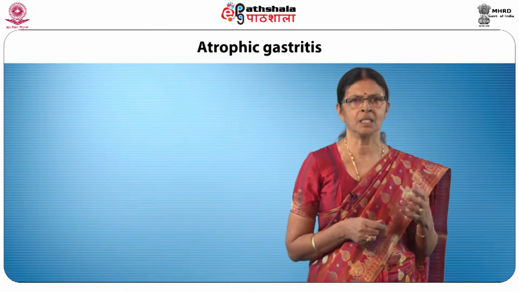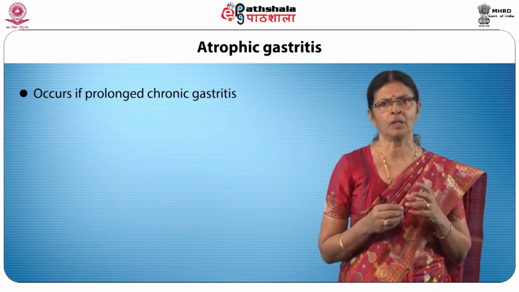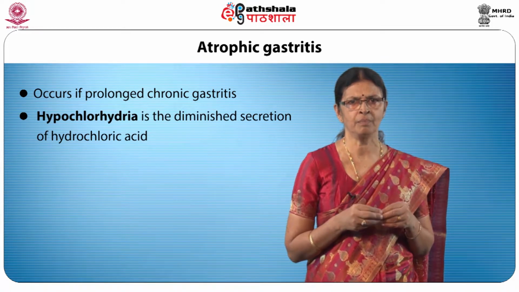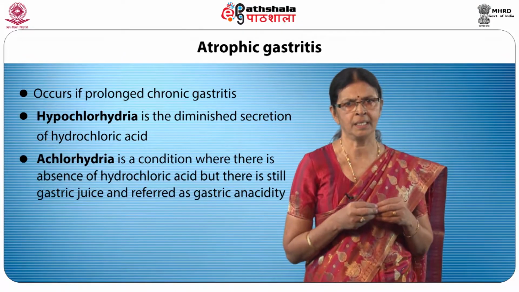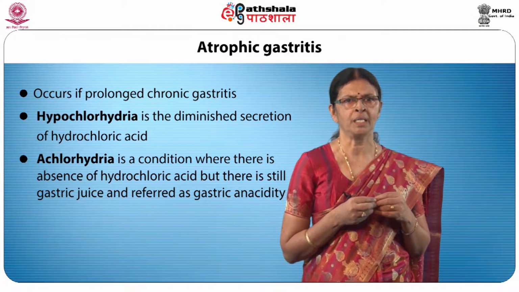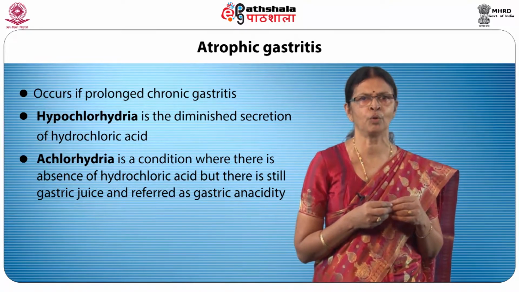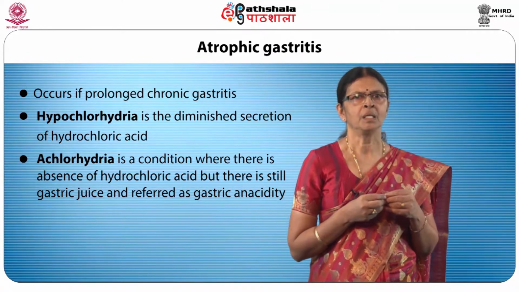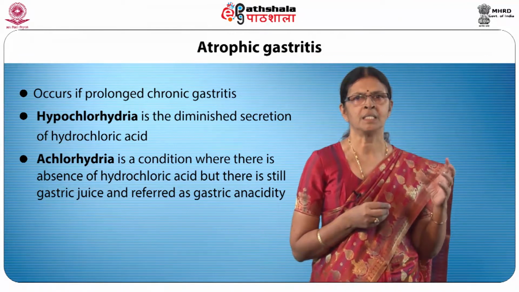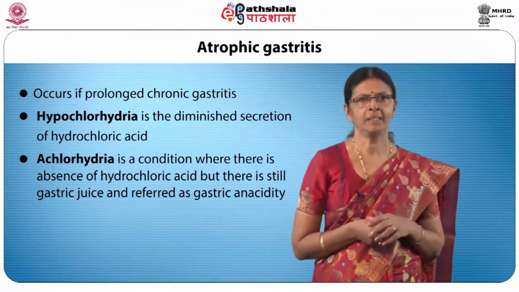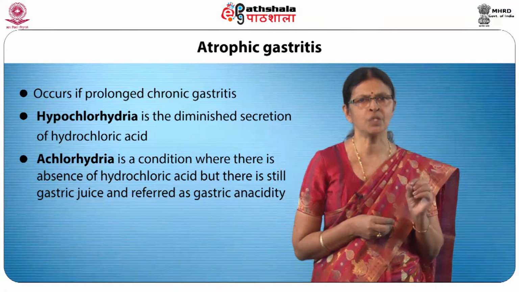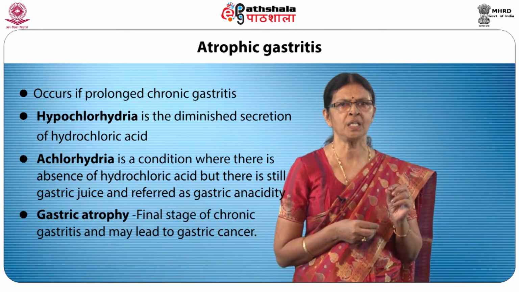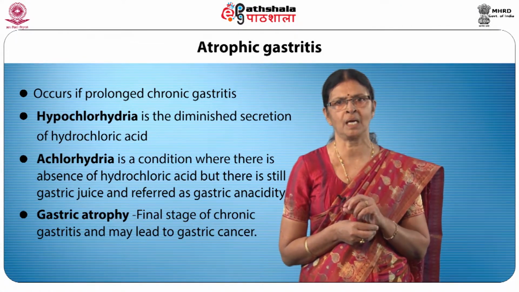Atrophic gastritis occurs as a result of prolonged chronic gastritis. In atrophic gastritis, hypochlorhydria or achlorhydria are common. Hypochlorhydria is the diminished secretion of hydrochloric acid in the stomach, whereas achlorhydria is a condition where there is absence of hydrochloric acid, but there is still gastric juice, and is referred to as gastric anacidity. Gastric atrophy is the end stage and may lead to gastric cancer.